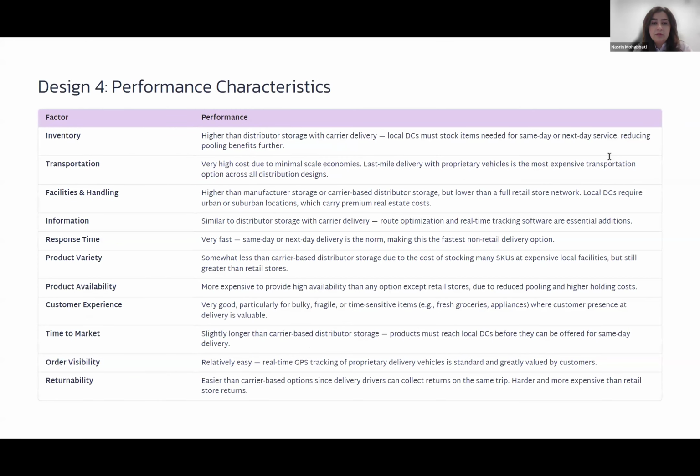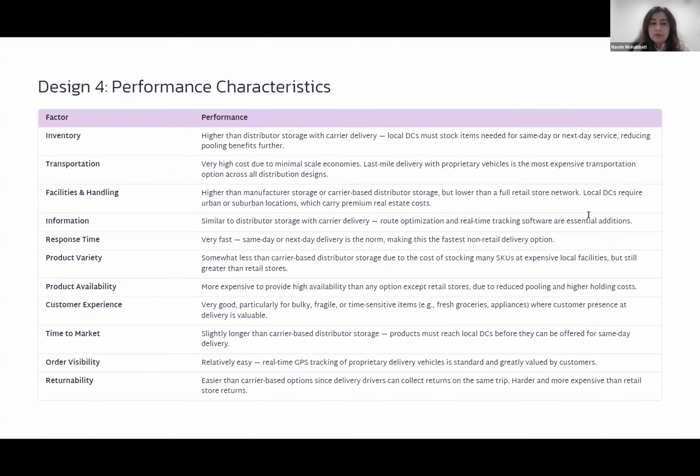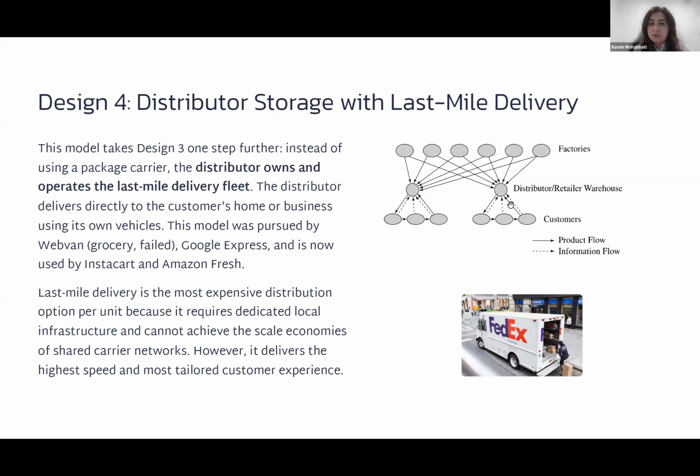Order visibility will be easy again since it is locally fulfilled. So it's very easy for the customers, usually through an app, to check when the product will be delivered. And then returning will be easy as well. Sometimes the vans that are delivering also accept returns. So we can just give it back, or returning to the local retail store will be easy as well.